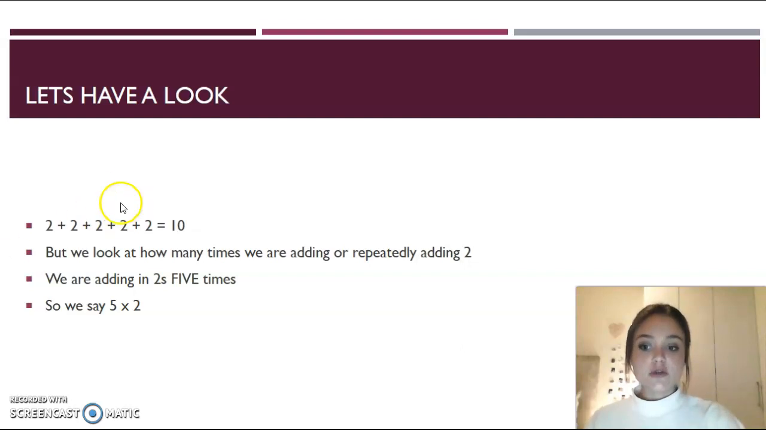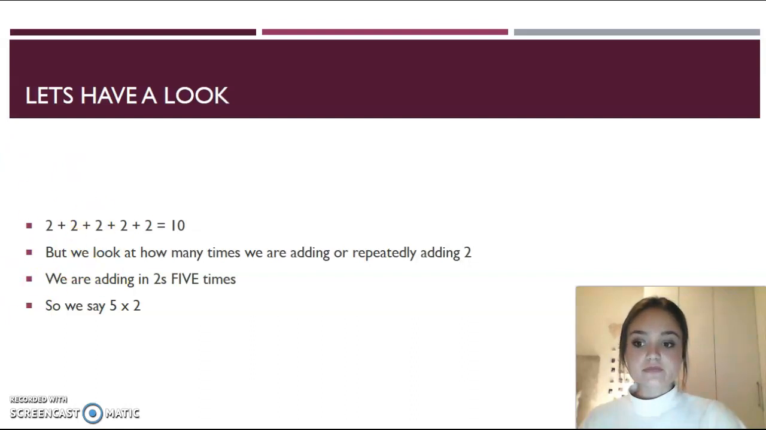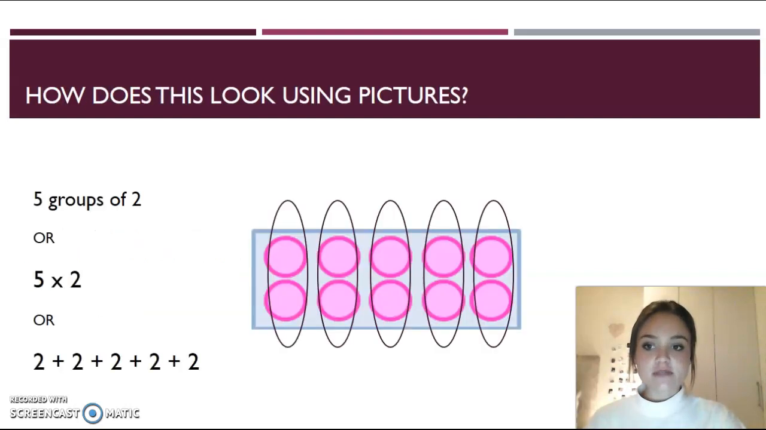We have 2 plus 2 plus 2 plus 2 plus 2. But we look at how many times we have repeatedly been adding the 2's. So we count. 1, 2, 3, 4, 5. So remember, we are adding in 2's. We're counting in 2's 5 times. So we say 5 times 2 because 2 is being repeated 5 times.